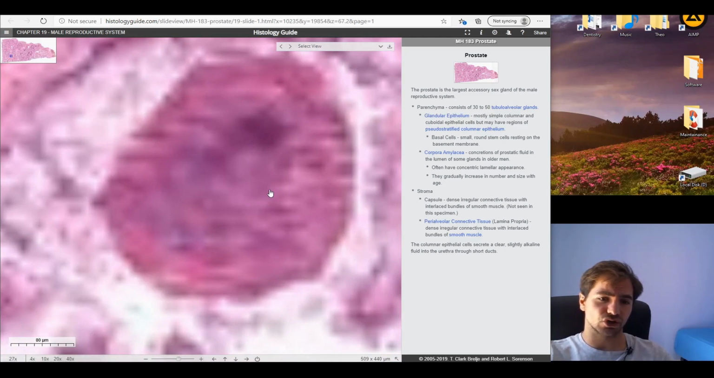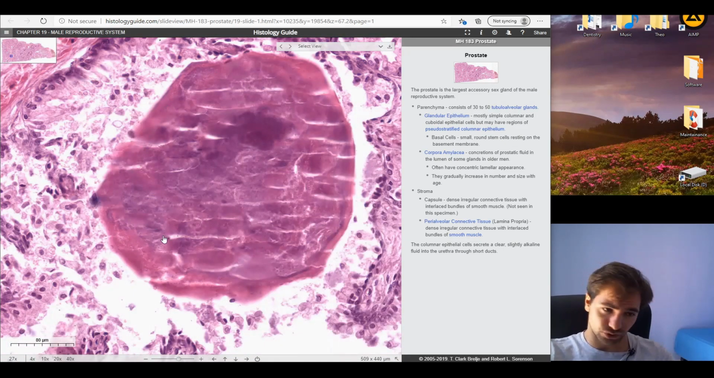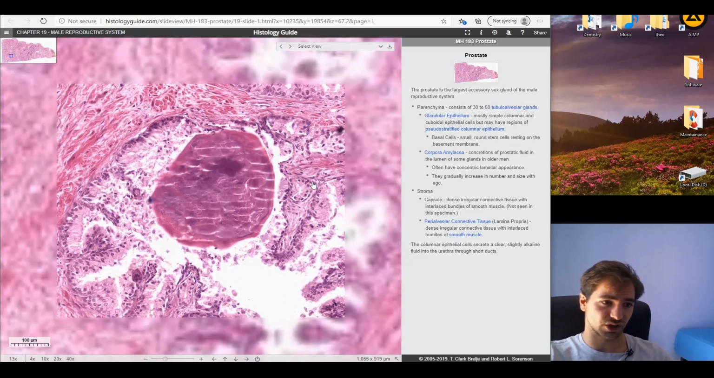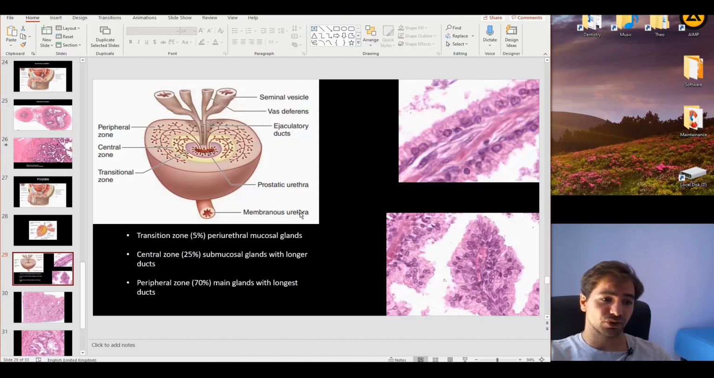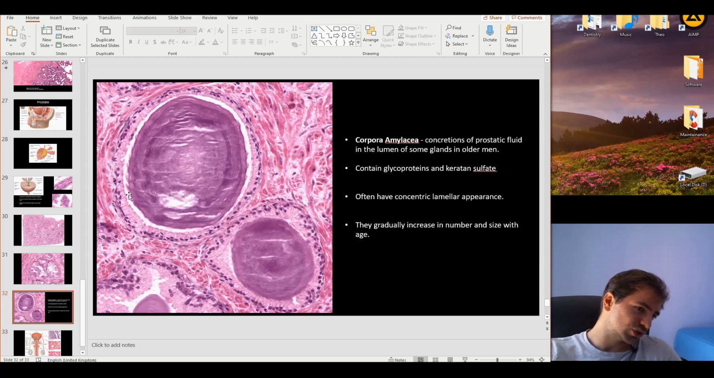Now these are concentric cells of lamellar appearance. So this is exactly the structure that is the basic and dead giveaway that this is going to be the prostate in the section that we have exactly right here. Important to notice that this exact corpora amylacea contains more structures such as glycoproteins. And again, this is a more typical picture and appearance of the corpora amylacea.